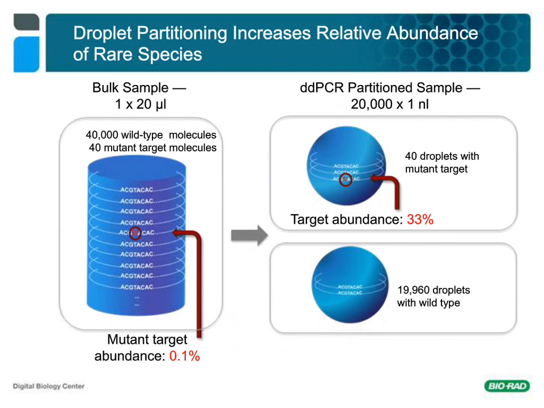In effect, through sample partitioning, droplets serve to titrate out high copy backgrounds, effectively increasing the signal-to-noise ratio of a rare target. In this example, the bulk sample has a mutant species present at 40 copies and 40,000 copies of wild-type molecules. When the sample is partitioned into 20,000 droplets, 40 droplets will contain a single mutant target, now at a ratio of 1 to 3 mutant to wild-type background.